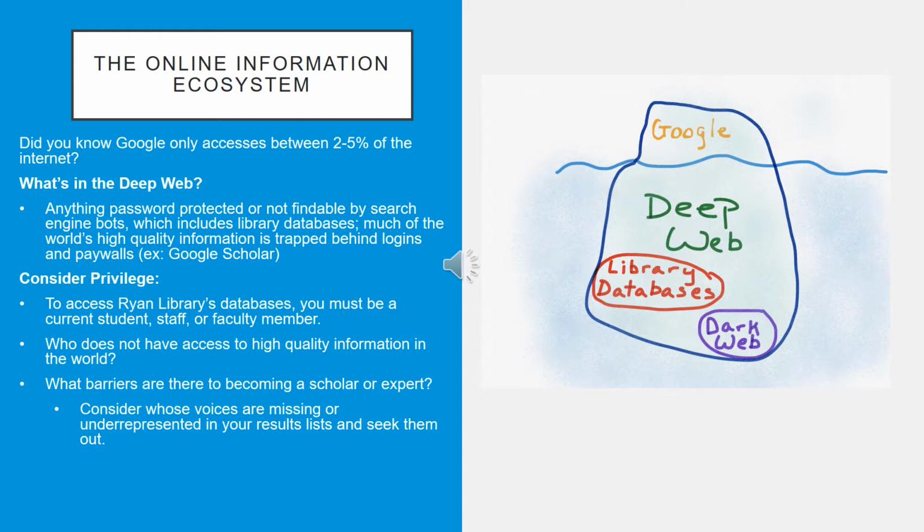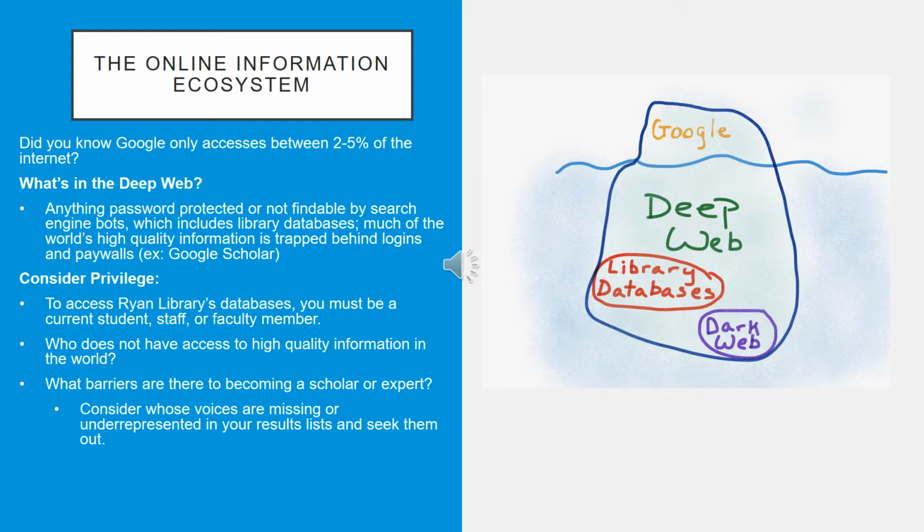So what's in the deep web? Well, anything password protected or not findable by search engine bots, which includes library databases, private social media accounts, bank accounts, transcripts, medical records, and unlisted blogs. Keep in mind, much of the world's high-quality information is trapped behind logins and paywalls.